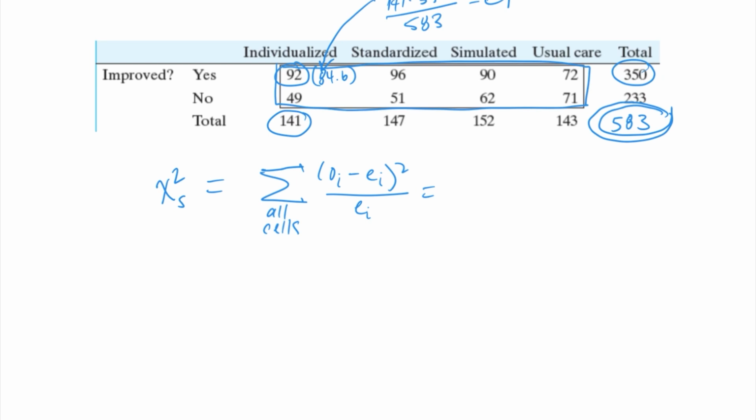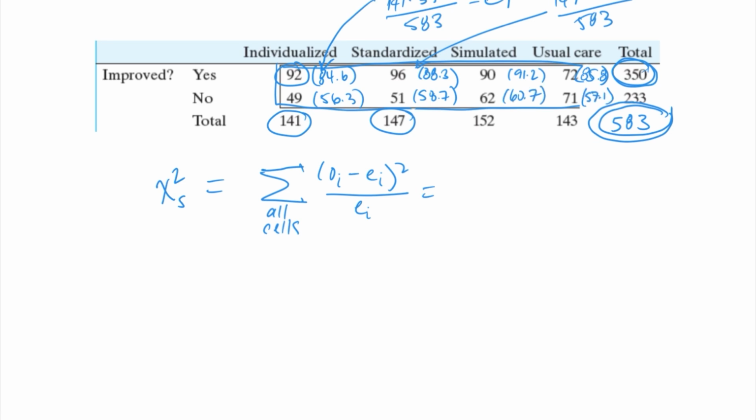And then I need to just go ahead and do the same thing for all of the other cells in the table. So the next one I might look at would be here, which is going to be 147 for the column total, still 350 for the row total, and still 583 for the grand total. So 147 times 350 over 583 equals 88.3. When I do this for all of the 8 cells in this table, then I'm going to have those 8 observed values, 8 expected values, and I'll be able to do this chi-squared test statistic.